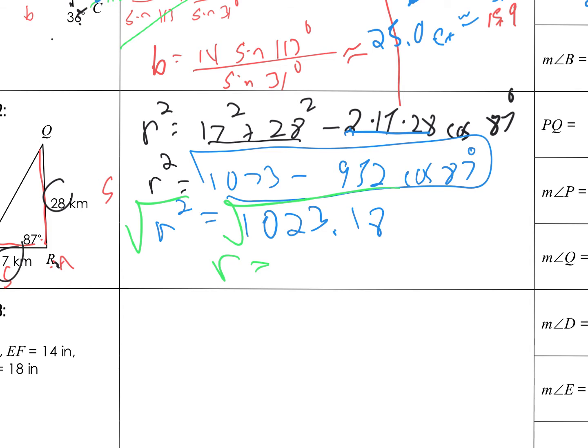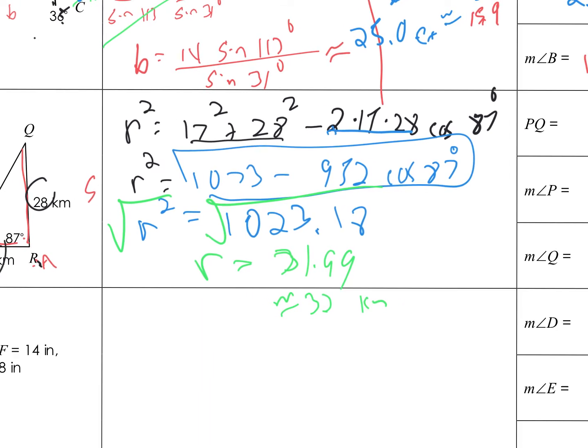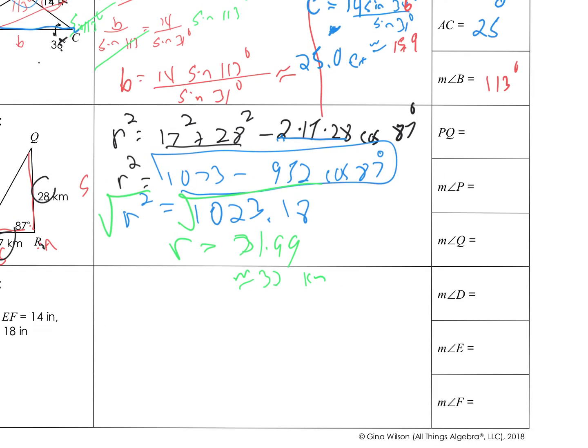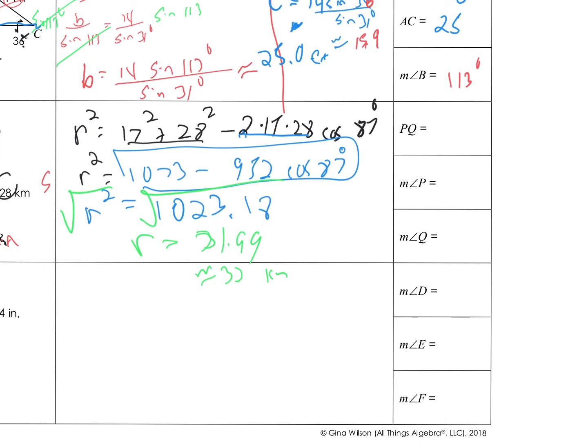Anybody? 31 point. Oh, it's bigger than I thought. 31.99. I'll bet you any money the author got lazy and used 32. I bet she did. I don't know for a fact, but the unit would have been in kilometers. That was just finding R, or labeled QP. That's this one right here, QP.